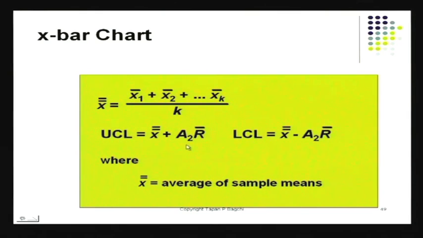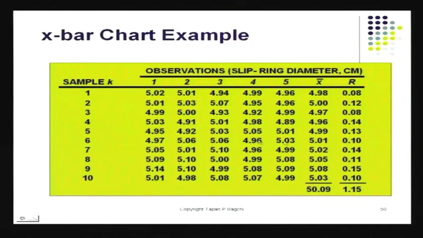So, what are the new quantities I've used here? K is the number of samples I've got to calculate my X double bar. R bar is again the average of the different R's that I calculated for the K samples that I took. A2 is a quantity that will depend on sample size, and I'm going to show you how to get that. Once I know those, I've got my UCL known and my LCL known, and these can be clamped down right on the control chart.